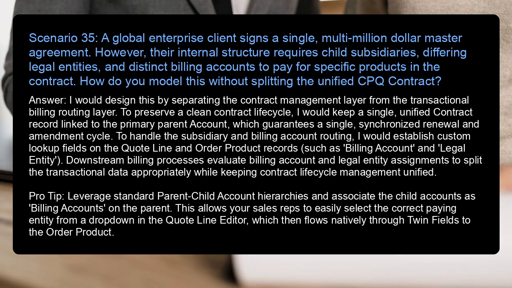Answer: I would design this by separating the contract management layer from the transactional billing routing layer. To preserve a clean contract lifecycle, I would keep a single, unified contract record linked to the primary parent account, which guarantees a single, synchronized renewal and amendment cycle. To handle the subsidiary and billing account routing, I would establish custom lookup fields on the quote line and order product records such as billing account and legal entity. Downstream billing processes evaluate billing account and legal entity assignments to split the transactional data appropriately while keeping contract lifecycle management unified.